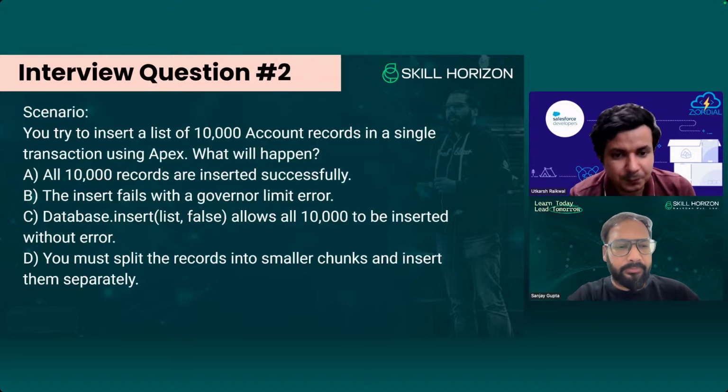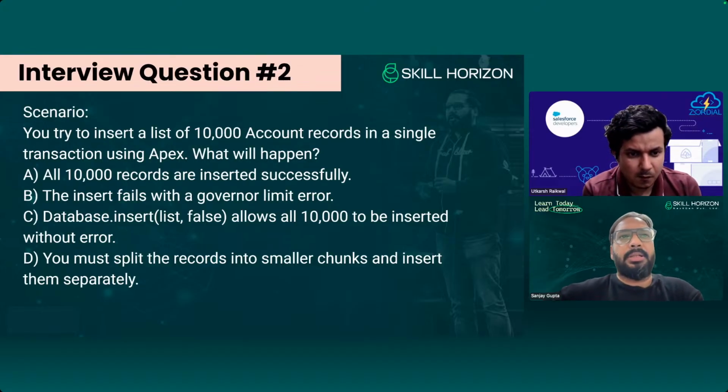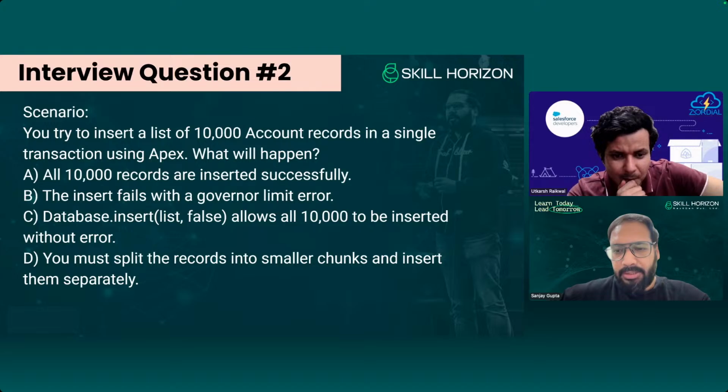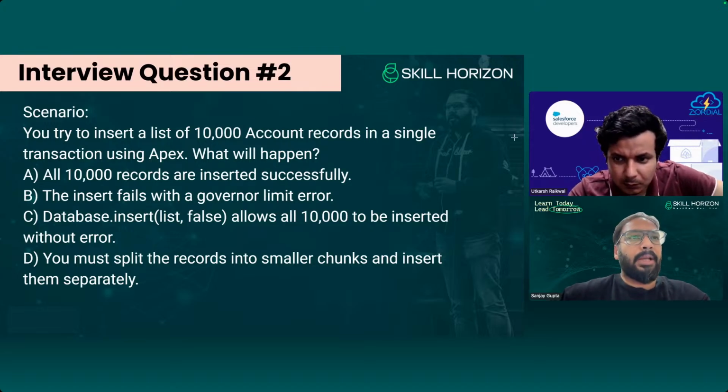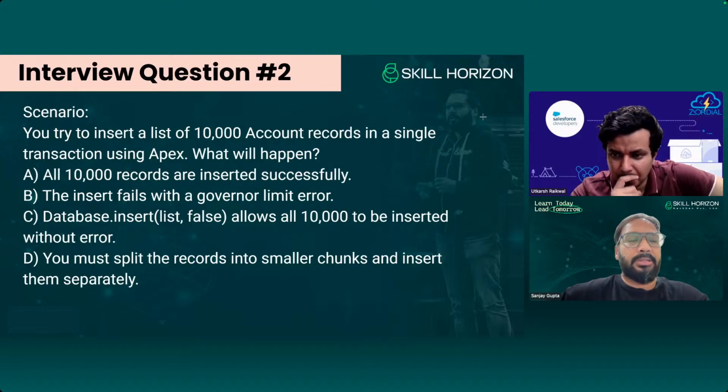Yeah. So we have another scenario, and this is interview question number 2. You try to insert a list of 10,000 account records in a single transaction using Apex. What will happen? Here we are inserting 10,000 records in a single transaction, so do let me know what will happen. The first option is all 10,000 records are inserted successfully. Second is the insert fails with a governor limit error. Then database.insert(list, false) allows all 10,000 to be inserted without any error. The fourth option says you must split the records into smaller chunks and insert them separately.